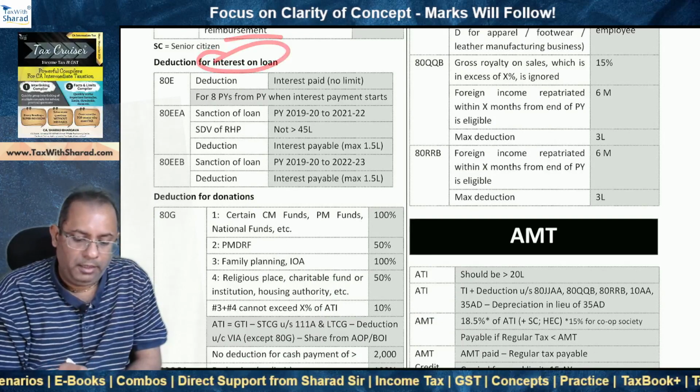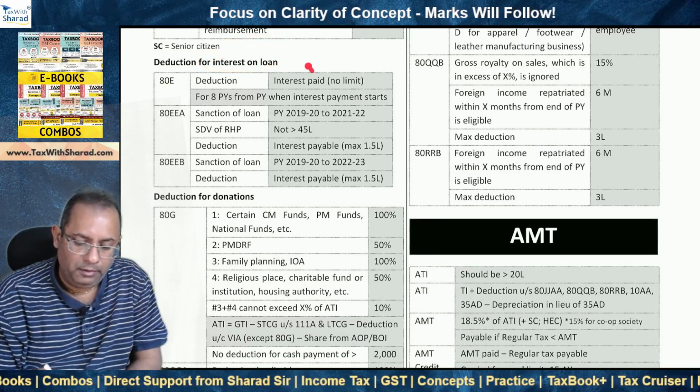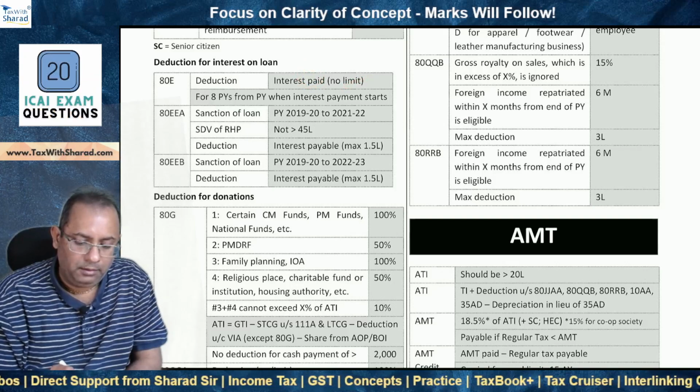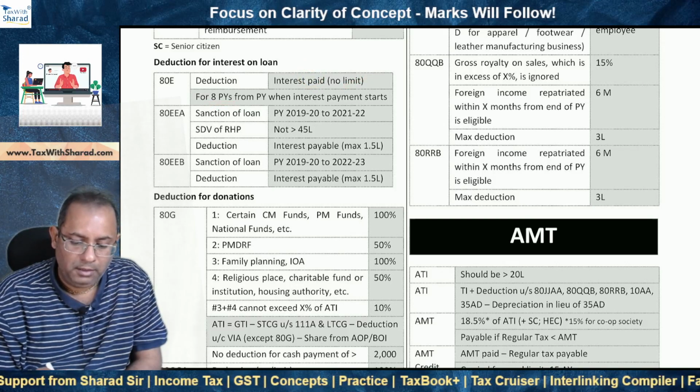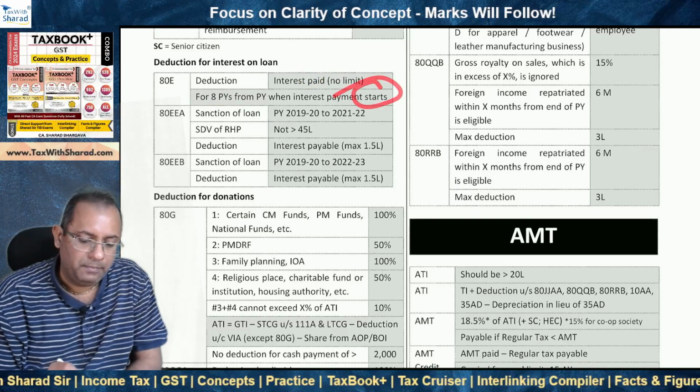Deduction for interest on loan. 80E is for education loan. Deduction is on account of interest paid without any limit. And the deduction is for 8 previous years, starting from the previous year when interest payment starts.